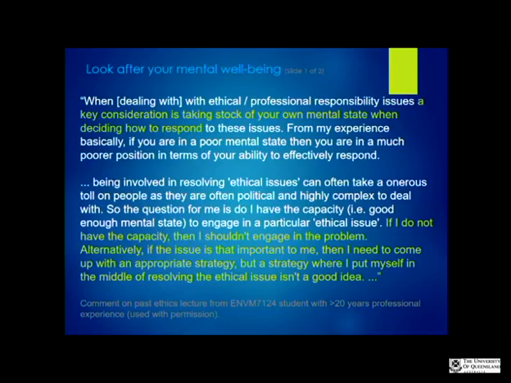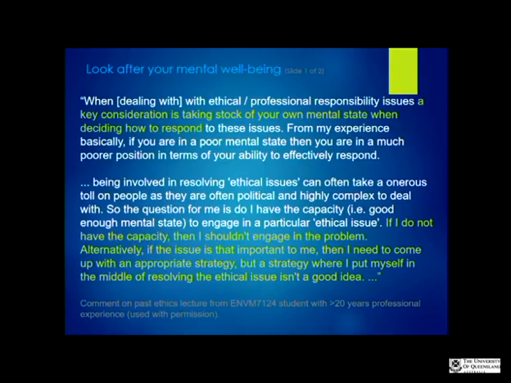From my experience, if you're in a poor mental state, then you're in a much poorer position in terms of your ability to effectively respond. So you lose that resilience. If you're already feeling like you're on shaky ground, as soon as you go into these difficult situations, it's going to amplify that.